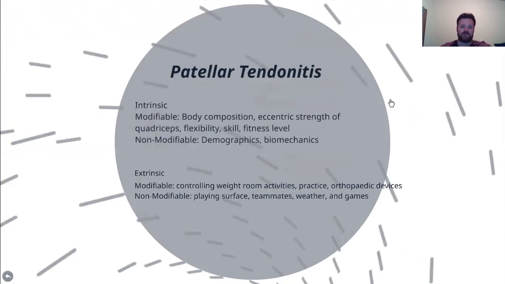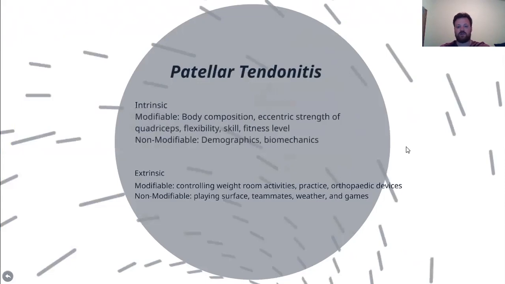There are extrinsic factors, which again, modifiable ones is controlling what they do in the weight room, what they do at practice, and maybe giving them a patella tendon strap to relieve that tension and that pain, so they can have maybe a higher pain tolerance when sprinting and decelerating. And then non-modifiable ones such as playing surface. I mean, basketball players who play at university, you're gonna have to play on a court, you have to play on concrete, like that. Teammates, again, and then games, things you can't really control.